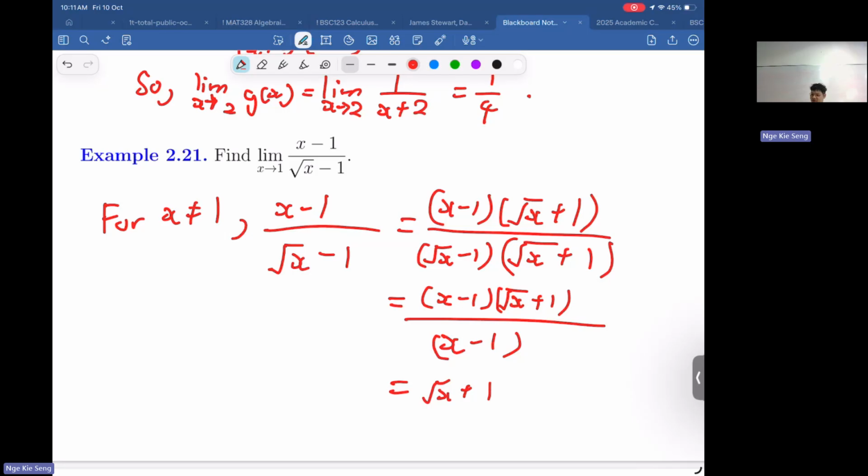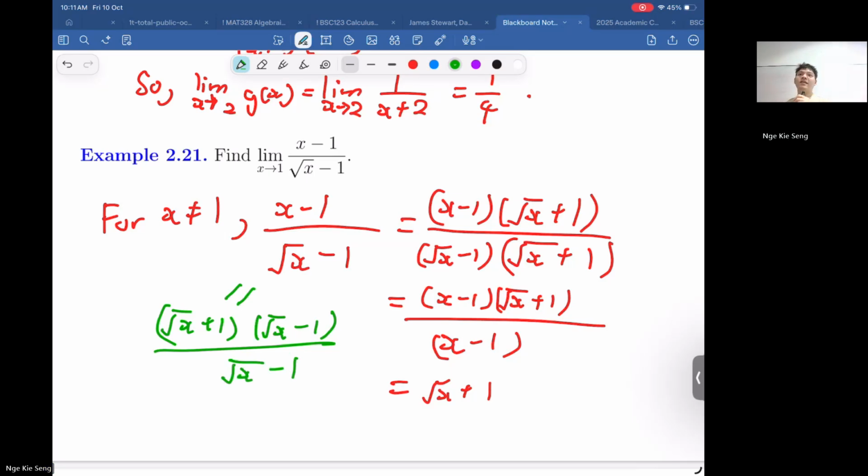Can you find square root x or not? Okay. Is it logic that I write this? Is this logic? This is logic. But you should know that square root of x could be plus or minus, right?